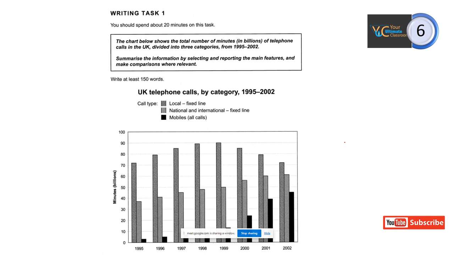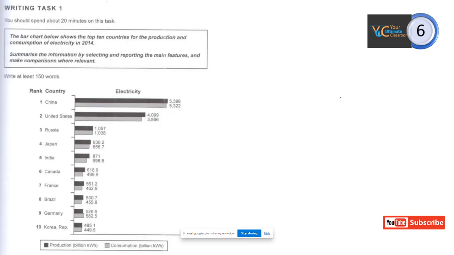You can also get a diagram like this as a task 1. This is also a bar chart, so you can see that the bar chart comes in different forms and formats. You can also get something like this. You have to be very careful when writing about diagrams in this format, because they want you to report the main features and make comparisons where relevant.